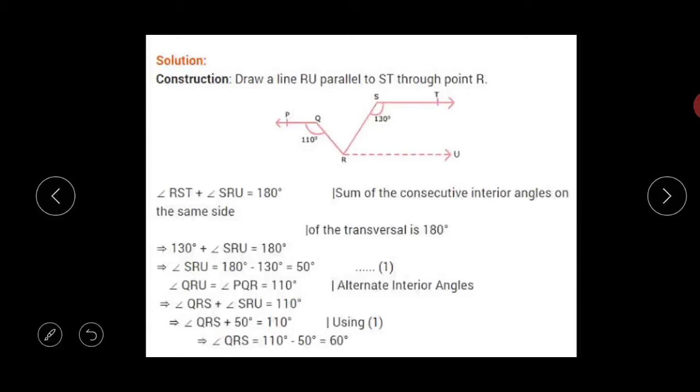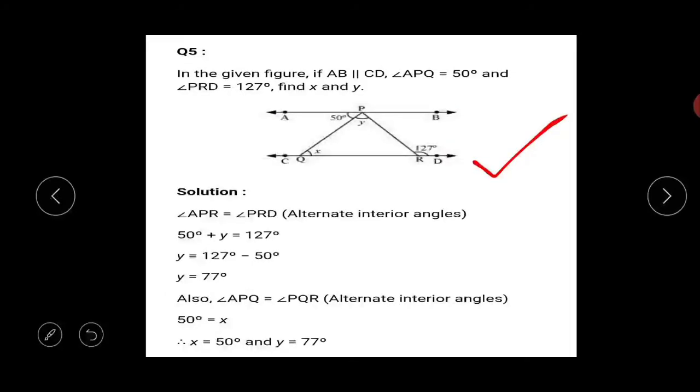It is given in the figure, this figure is again in our NCERT. If AB is parallel to CD and angle APQ is given to us, that is 50 degree, and one more thing is given, that angle PRD is 127, we have to find angle X and Y. So first we are going to find angle Y.